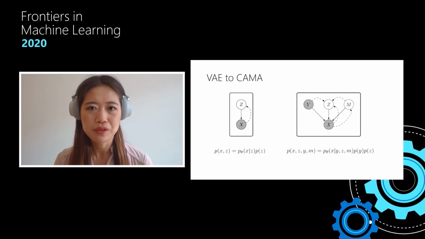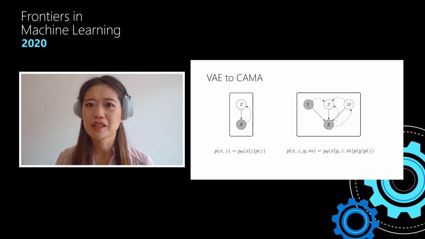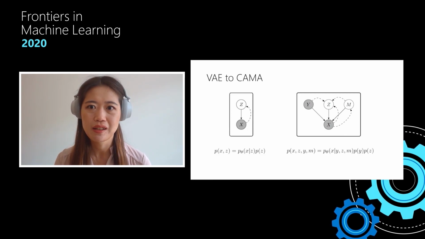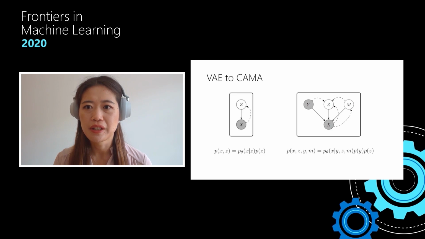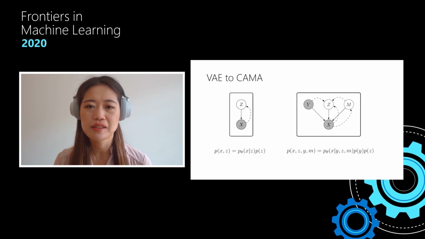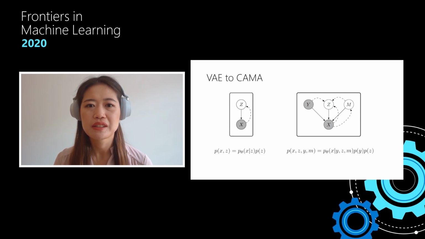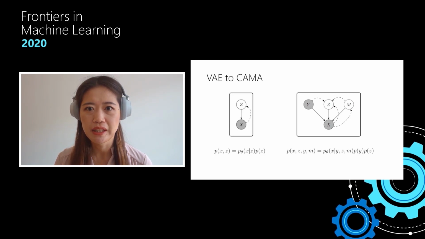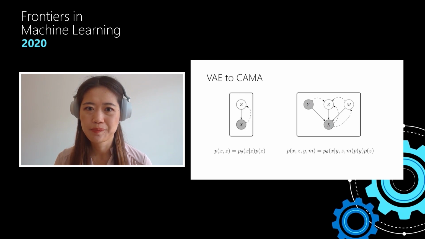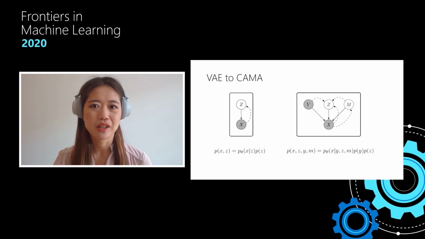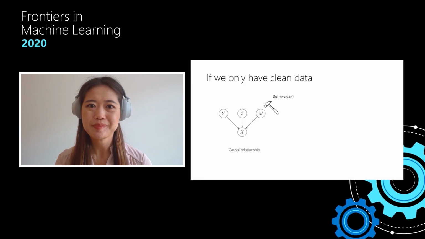So Karma is also a deep generative model. Instead of a simple factorization like the VAE on the left, our model is factorized in a causally consistent way. You can see it on the right-hand side. The model is consistent with the causal relationship that we saw before. Next, let's see how we can do the inference.